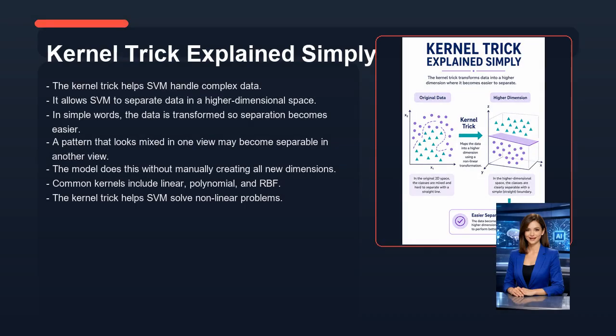Now let's look at the kernel trick explained simply. The kernel trick helps SVM handle complex data. It allows SVM to separate data in a higher dimensional space. In simple words, the data is transformed so separation becomes easier. A pattern that looks mixed in one view may become separable in another view. The model does this without manually creating all new dimensions. Common kernels include linear, polynomial, and RBF. The kernel trick helps SVM solve nonlinear problems.